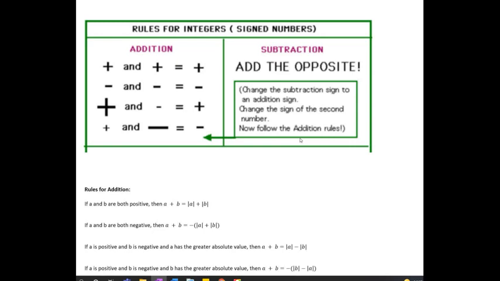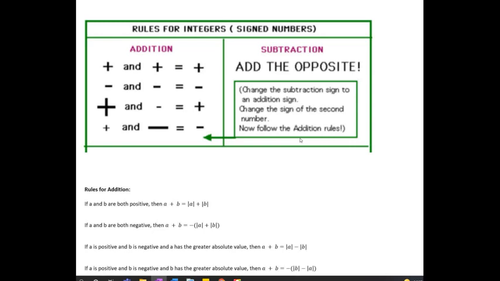Now, the others are when we have different signs. So if we're adding a positive number and a negative number, but the positive has a bigger absolute value, then we will take the difference of the numbers but keep the sign of the bigger absolute value so that our answer will be positive. In the other scenario, we might be adding a positive and a negative number where the negative number has a larger absolute value. Again, we'll take the difference between the numbers, but then our answer will be a negative since it has the bigger absolute value.